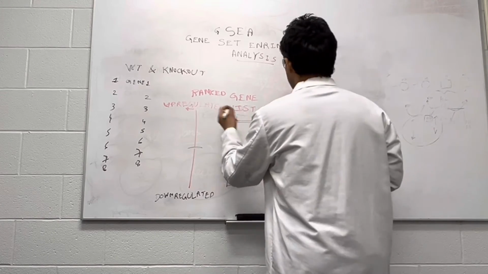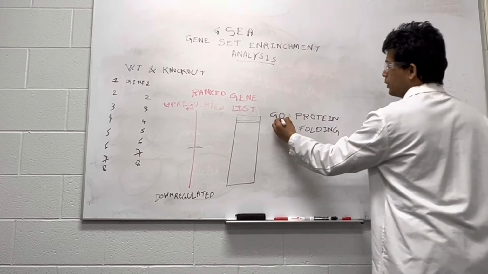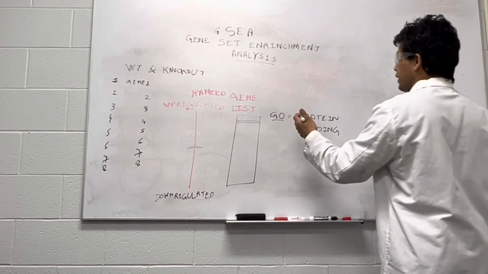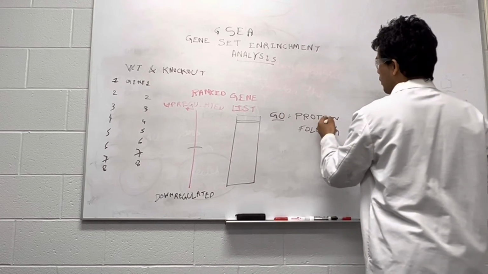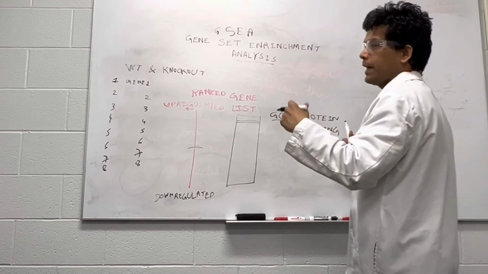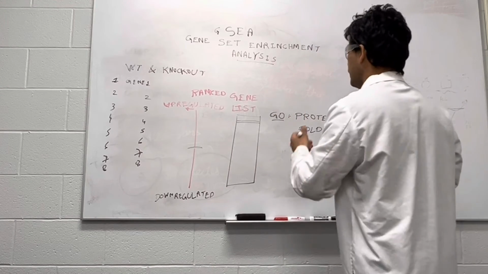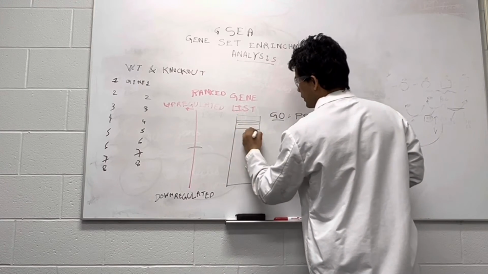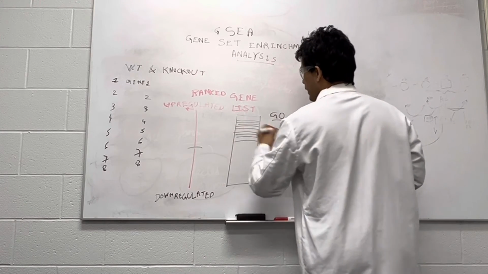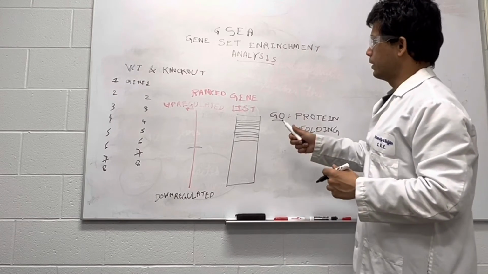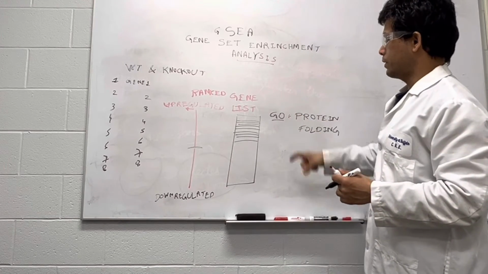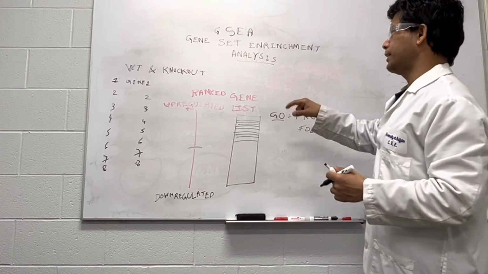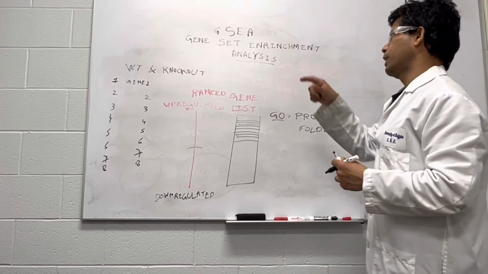Okay, so let us consider this example. We are using GO, which stands for gene ontology. It is a generally used term in the biology field, and the gene ontology for protein folding has the genes that are involved in protein folding. If we check where these genes are present in the list, and it looks like this, then we can judge from the first impression that it seems to be upregulated in the knockout compared to the wild type.